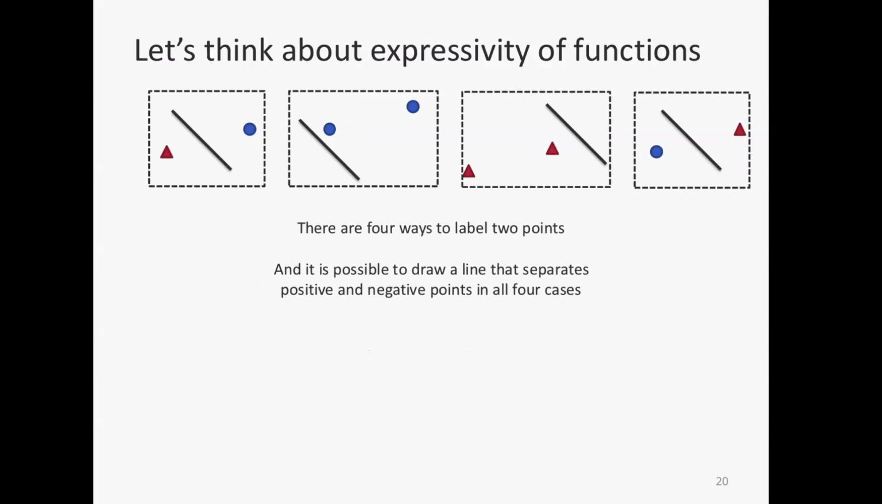So no matter how these 2 points are labeled, the set of linear classifiers contains at least one line that can correctly match that labeling. Does that make sense? It may seem like I'm going unnecessarily slow here, but trust me, this will get complicated.